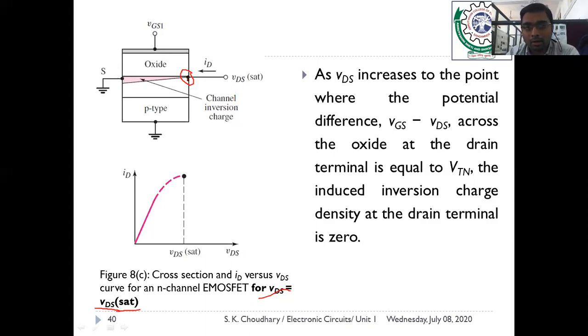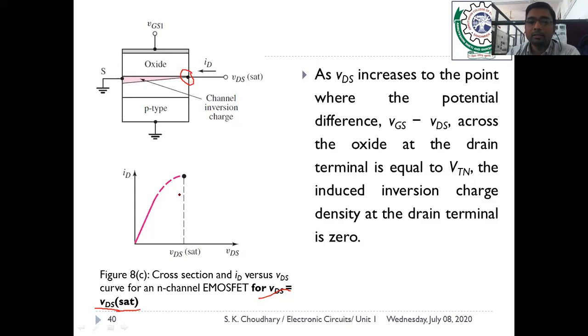So this is the point that is called the saturation point, and this is equal to the threshold voltage. The induced inversion charge density at this particular drain terminal becomes 0. That's why only one single point has been shown on the diagram. The channel has been narrowed and narrowed, and it ends at one point only, because here VGD is equal to VTN and the charge density is equal to 0.